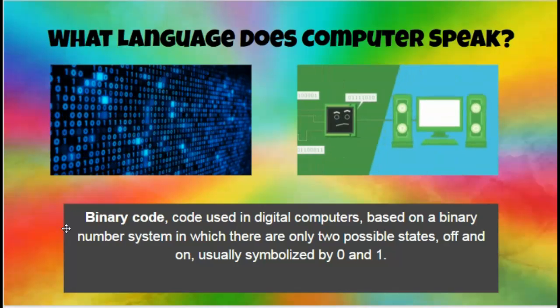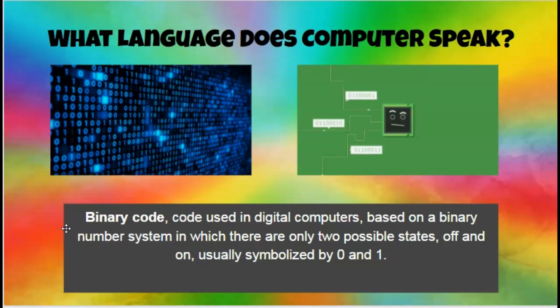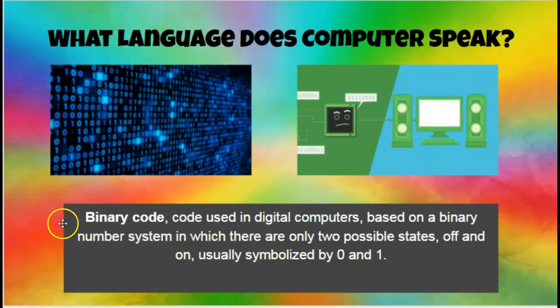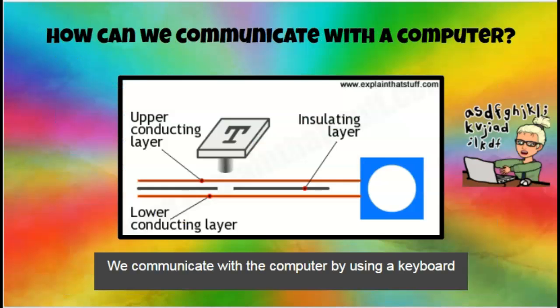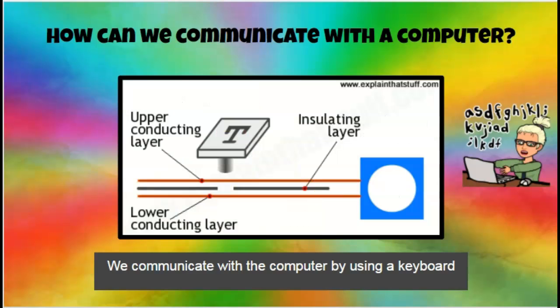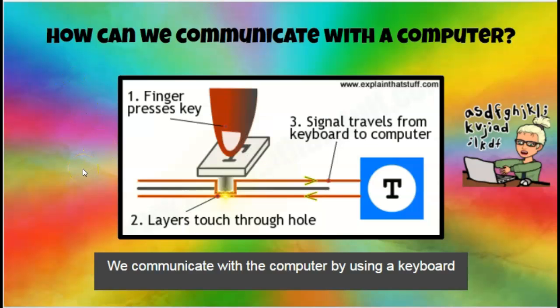In binary code, each decimal number between 0 and 9 is represented by a set of 4 binary digits, or bits. But how can we communicate with a computer if it only understands binary code? We communicate with a computer by using a keyboard.